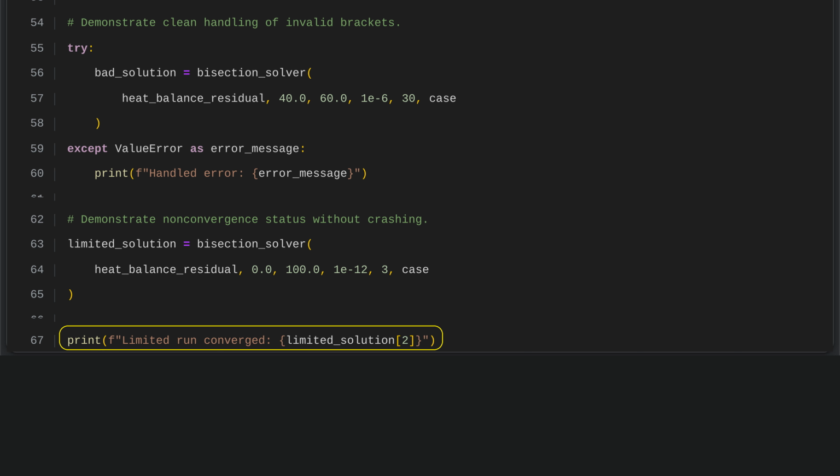This line reports whether the limited bisection solver run converged. It uses the solver's convergence status from its returned result and prints a clear message showing whether a solution was found within the set limits.